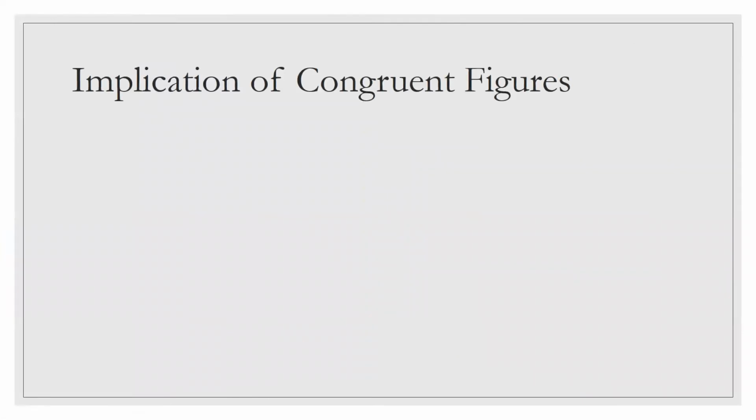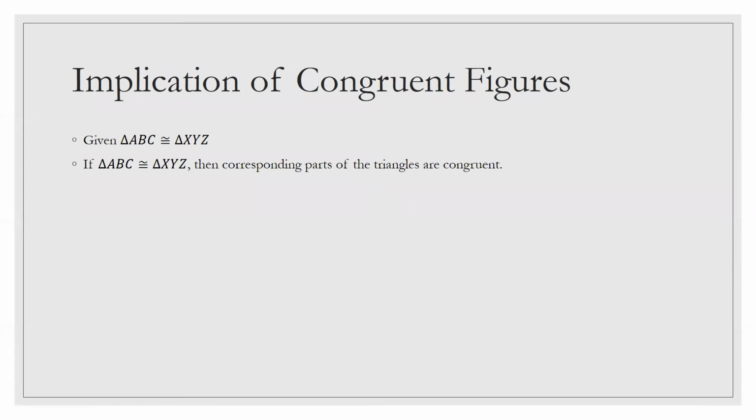So there is an implication if there are congruent figures. Given triangle ABC is congruent to triangle XYZ, that's the sign for congruent. Now let's have this conditional: if triangle ABC is congruent to triangle XYZ, then the corresponding parts of the triangles are congruent. So we're looking at two statements: triangle ABC is congruent to triangle XYZ, and the corresponding parts of the triangles are congruent.